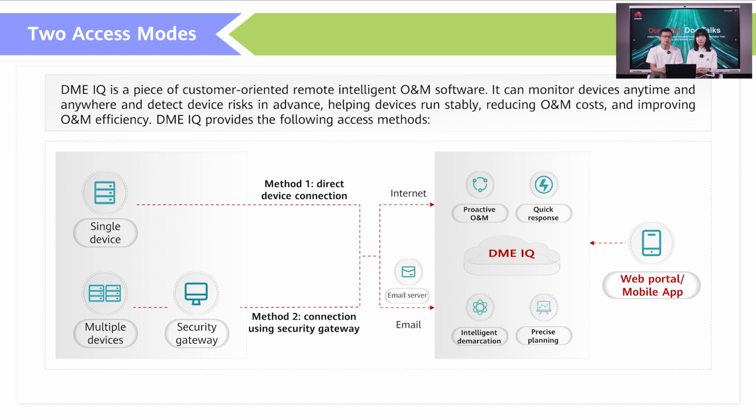The other method is to use the DME IQ function built into the Device Manager of a storage device. This function directly connects the device to the DME IQ cloud system and reports device alarms and the O&M data to the cloud system so that the partner can use the data on the DME IQ partner portal.